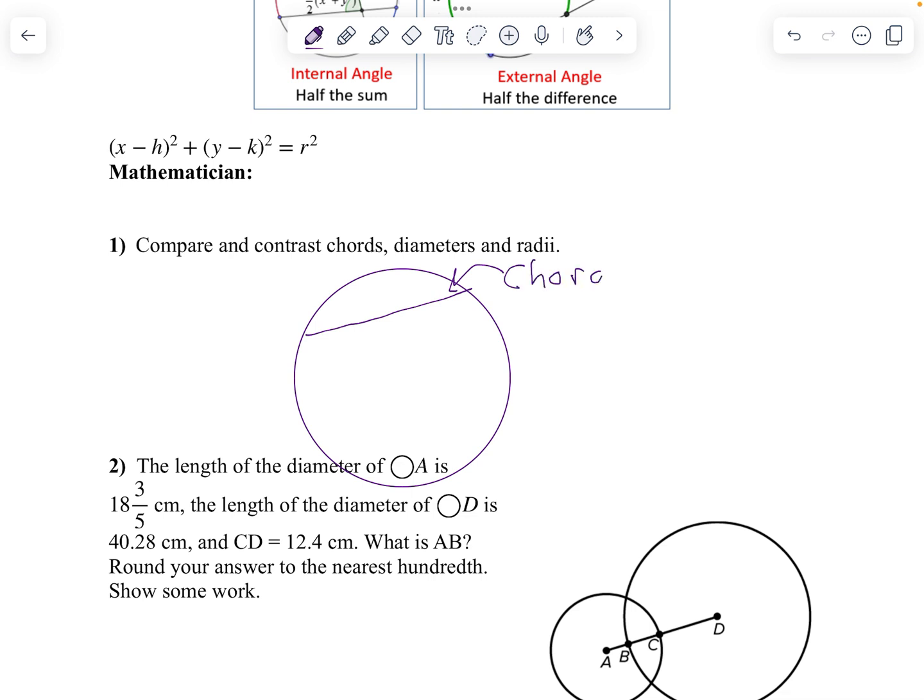A diameter is a chord that goes through the center. It's the line of reflection. And then the radius is half the diameter. Or you could say twice 2 radii make a chord.